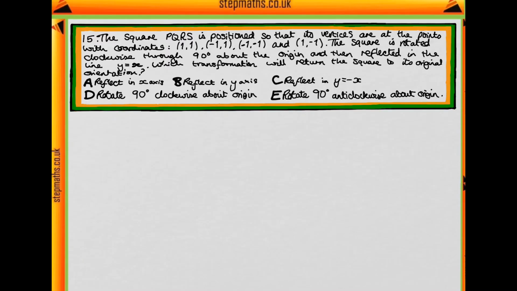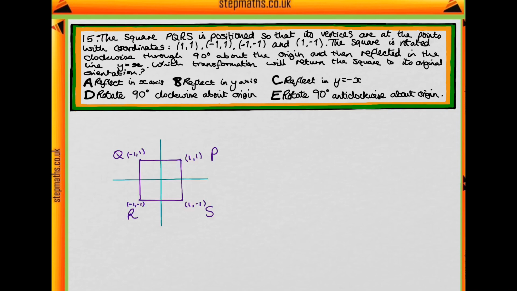This is question 15 of the Natural Sciences Admissions Assessment specimen paper. In this question we have a square PQRS which is positioned so that its vertices are at the points as given, and the square is rotated clockwise through 90 degrees about the origin and then reflected in y equals x, and we want to know how we can get the square back to its original orientation.